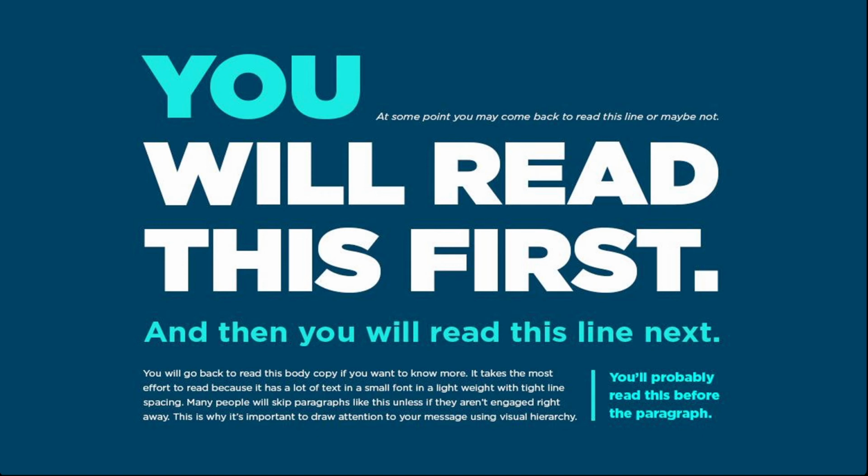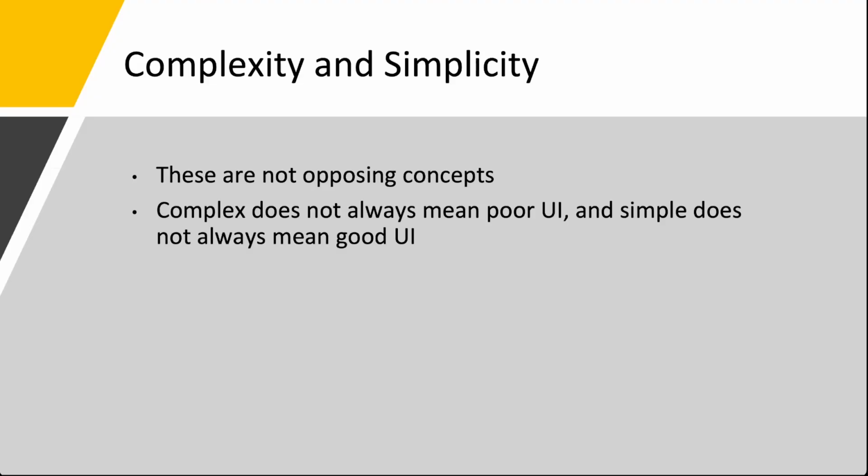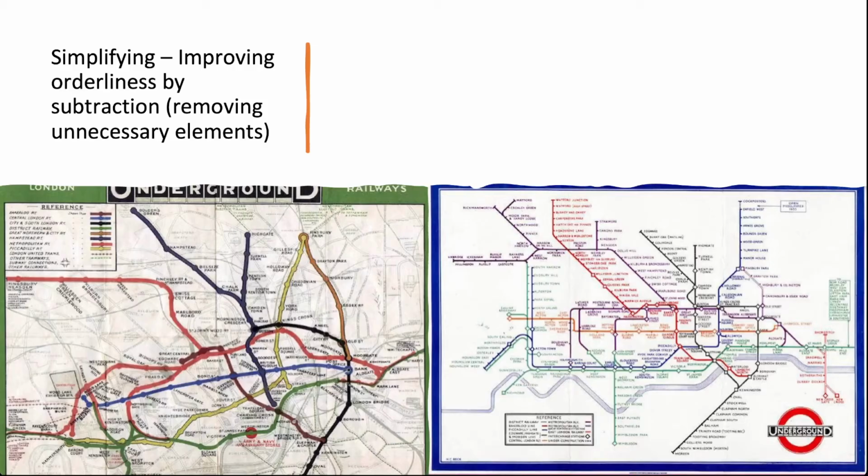Okay, so this is how you use different font colors and different font sizes to emphasize different things. Complexity and simplicity, right? They are not always opposing concepts. So something that's complex does not mean that the UI is poor, and simple does not always mean this is a good UI. Let me show you some examples on the next page.